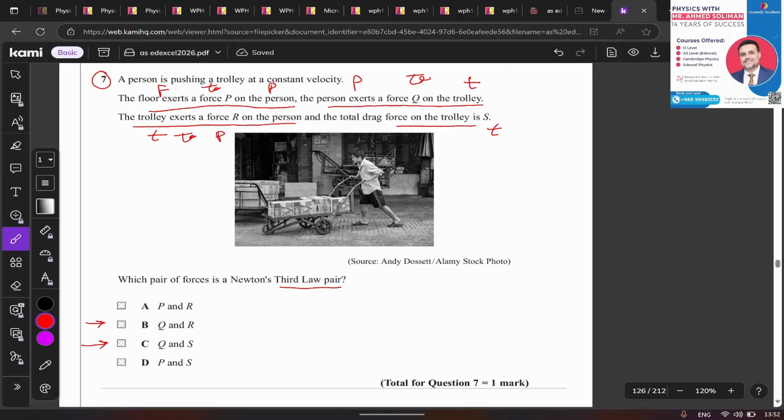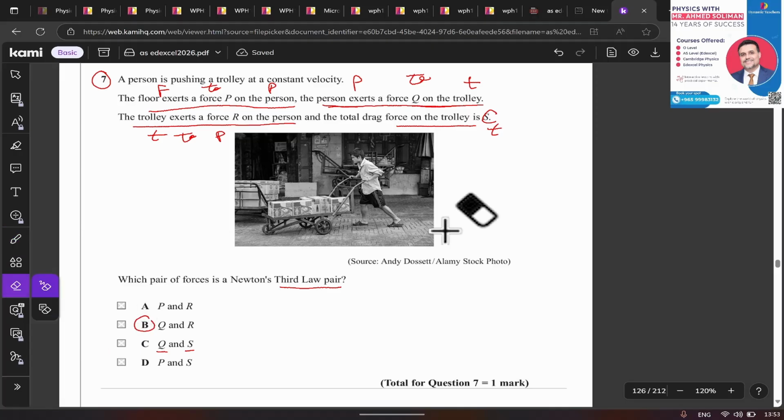Okay, what do you think, man? It's B, Mr. You choose Q because what? Q and S. S is a drag force that affects what? The trolley. And the Q is what? From person to trolley. So where is action and reaction here? Okay, and there is no same type, right? Right, Mr. So B is the correct answer.